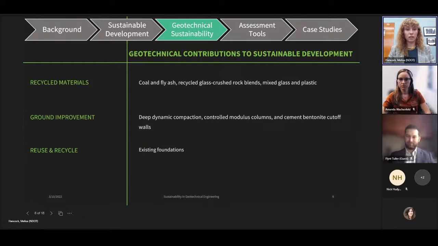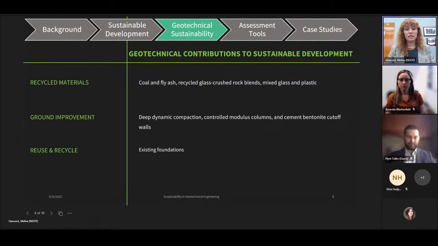Alternative techniques for ground improvement like these can all provide economic savings and reduced carbon footprints. There I've written out some different sustainable ground improvements, the deep dynamic compaction, and you can read those all there. I don't need to read them all. Reusing and recycling existing foundations is one example of that. Reusing and retrofitting existing foundations cut costs. They can cut the impacts and reduce disturbances that construction can have on nearby neighborhoods.